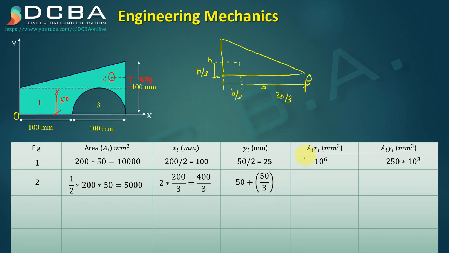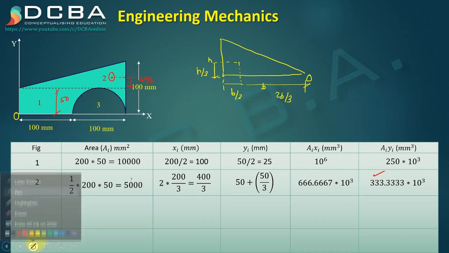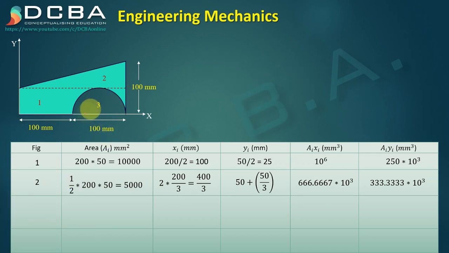Next, we just have to multiply our area with xi. We'll get this quantity. Then ai into yi, we'll get this quantity, which is 5000 into 50 plus 50 by 3. The third area is your semicircle. This semicircle is a negative area, so we have to remove that area.